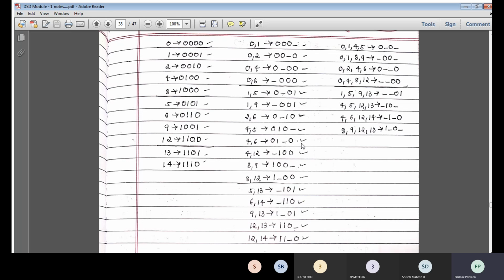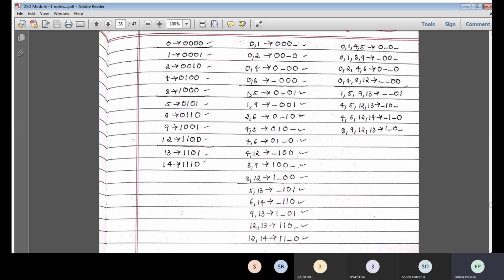Everyone is understanding, or shall I write and show you all? Fine. So 0, 4, 8, 12 is written. In the same way, when I compare 0, 8 and 4, 12 again you will get the same thing. So I only put a tick mark. So now all the group elements of this group are compared.